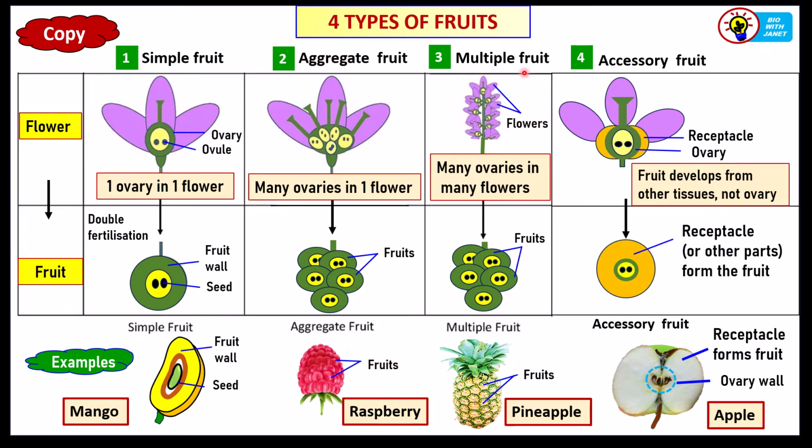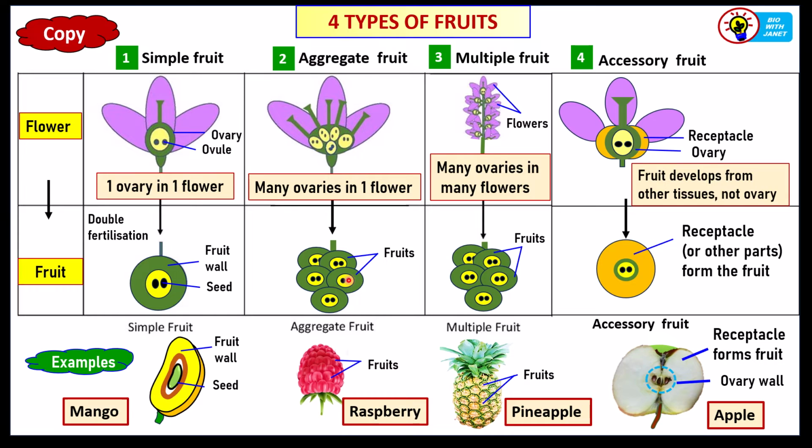Now let's go on to multiple fruits. For multiple fruits, there are many ovaries, but each ovary is in one flower, and the flowers are all grouped together. Okay, so many ovaries in many flowers. That's why it's called multiple. M for multiple, and for many ovaries, many flowers. So each ovary in each flower develops into a fruit.